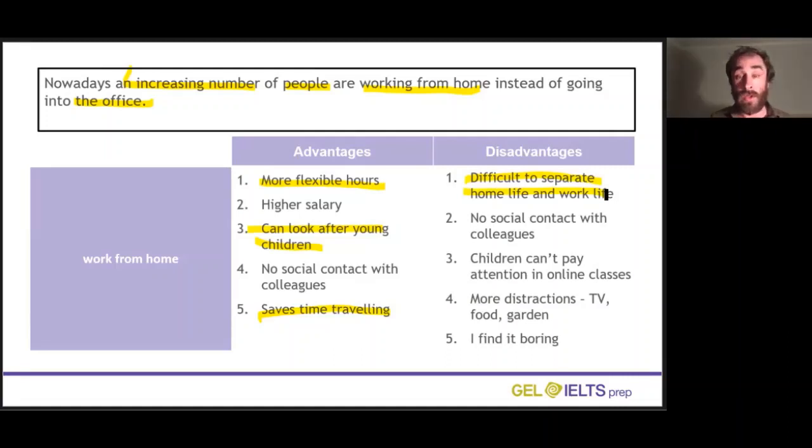Number 2, no social contact with colleagues. As we said before, this is a good disadvantage argument. So some people need that face-to-face contact with their co-workers.